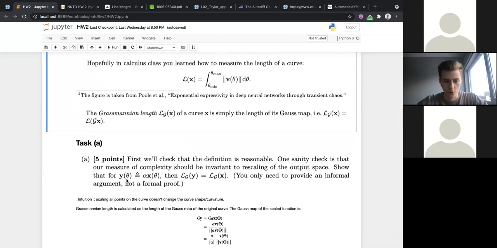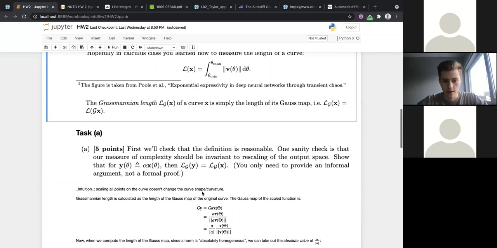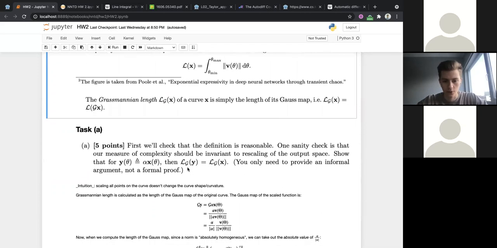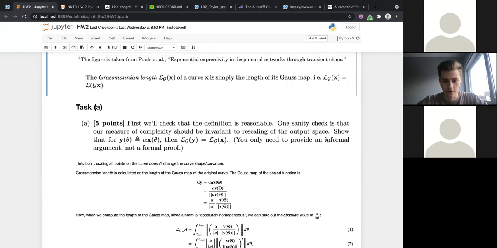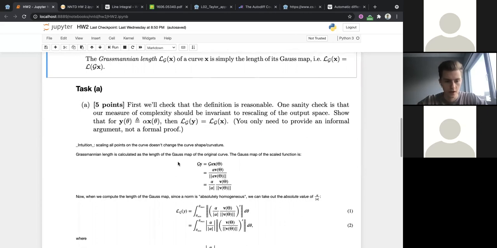So we define a new curve y of theta as x of theta scaled by alpha. And we want to prove, or informally show, that the Grassmannian length of this new curve equals that of the original curve that's not scaled.